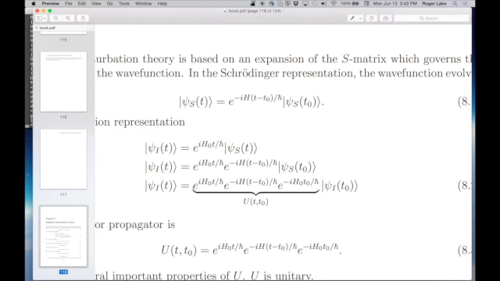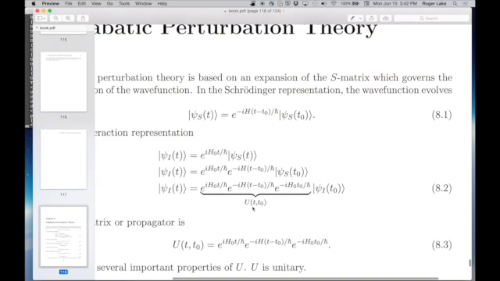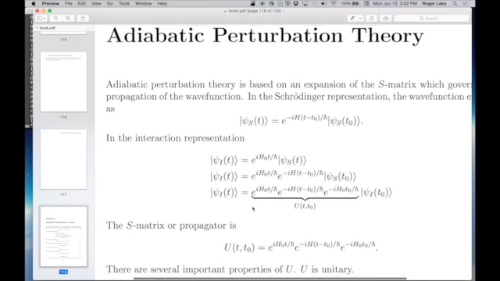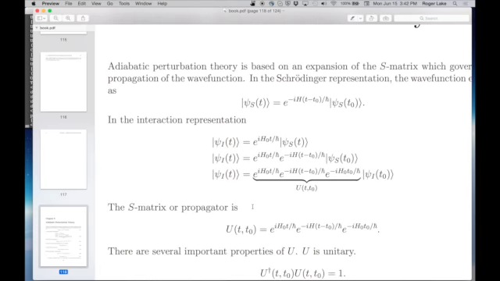So this thing here underscores something that's crucially important for this whole discussion of adiabatic perturbation theory, this propagator, U of t comma t0. It's also referred to as the S matrix. It defines how your wave function in the interaction representation evolves with time.